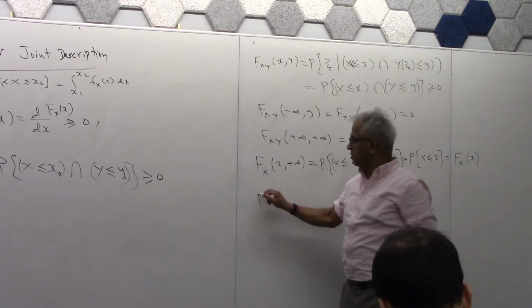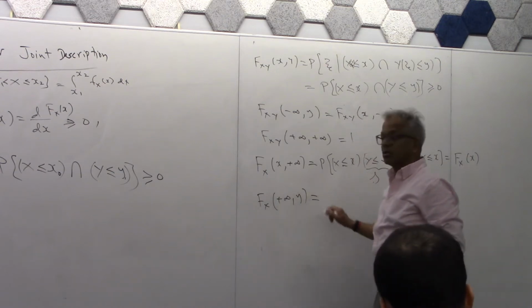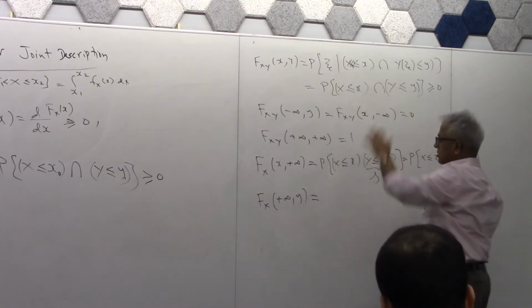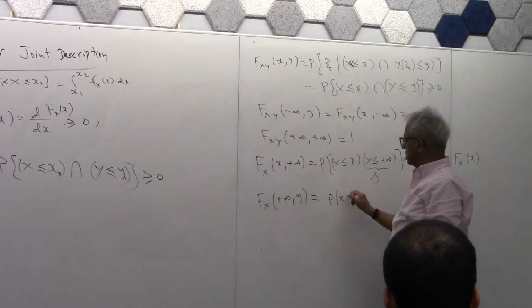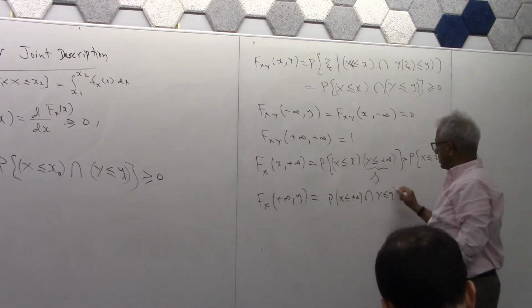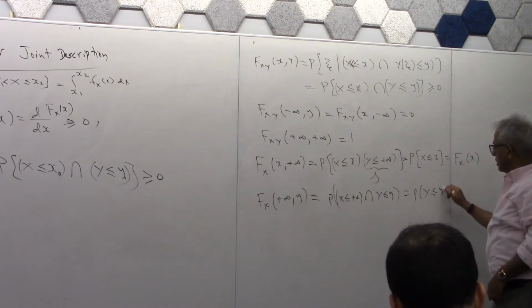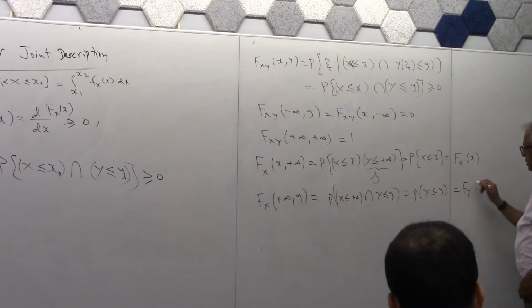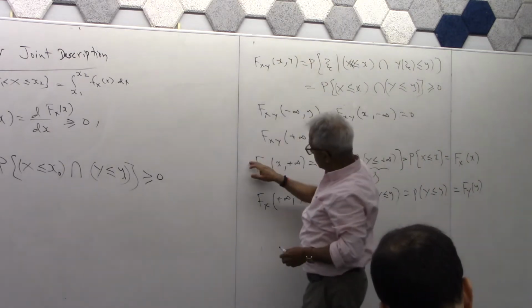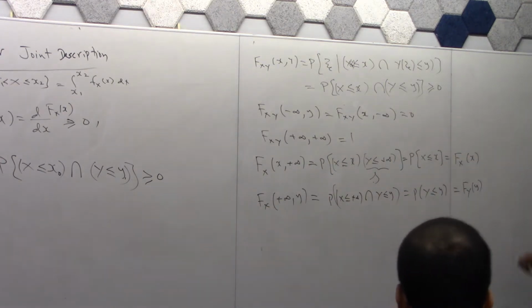Similarly, if you put plus infinity here and comma y, this will turn out to be what? This will be the whole set. So that's just the probability of X less than or equal to plus infinity intersection Y less than or equal to y. That's just Y less than or equal to y, so that's the distribution function of Y. So you can see that this function definitely has both this information contained in it, but maybe more.